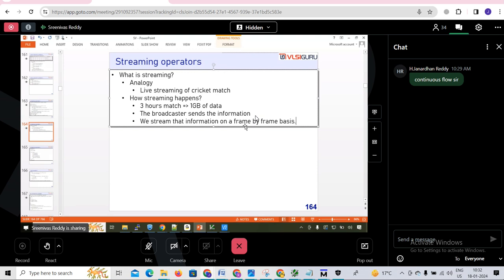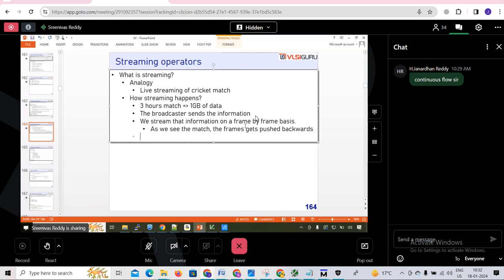Whatever match I'm seeing at 10:30, when I go to 11:30, what will happen to the frame I was seeing now? It would be 1 hour behind. So the frames get shifted backwards. As we see the match, the frames get pushed backwards. By the end of the match, all the frames are there with you, wherever you want to go, and you can see that frame.